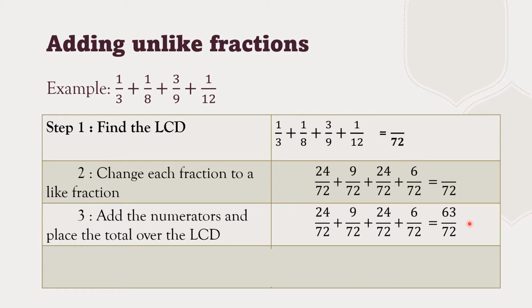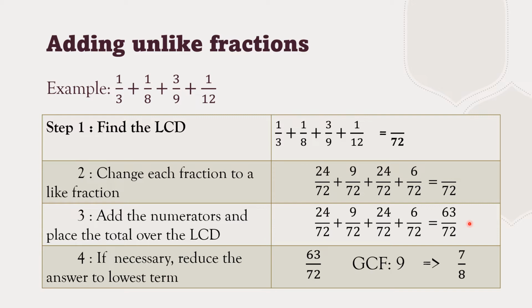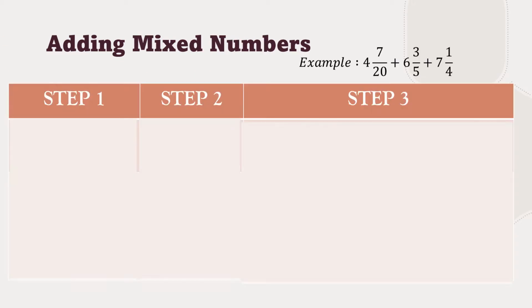Okay, so next, if necessary, we have to reduce our answer to lowest terms. So since 72 and 63 have a GCF of 9, 63 divided by 9 is 7, and 72 divided by 9 is 8. So the lowest term, or our final answer, is 7 over 8.